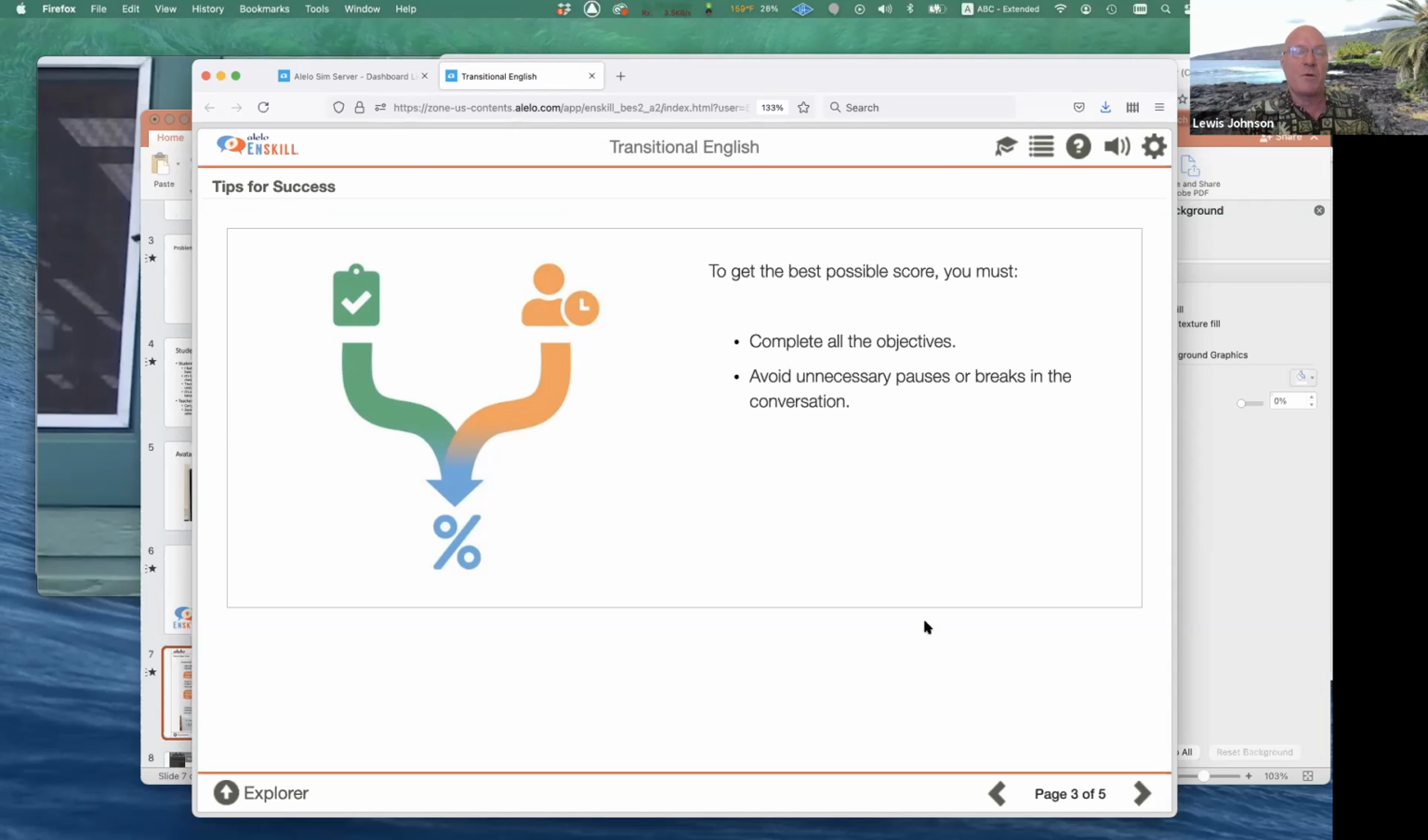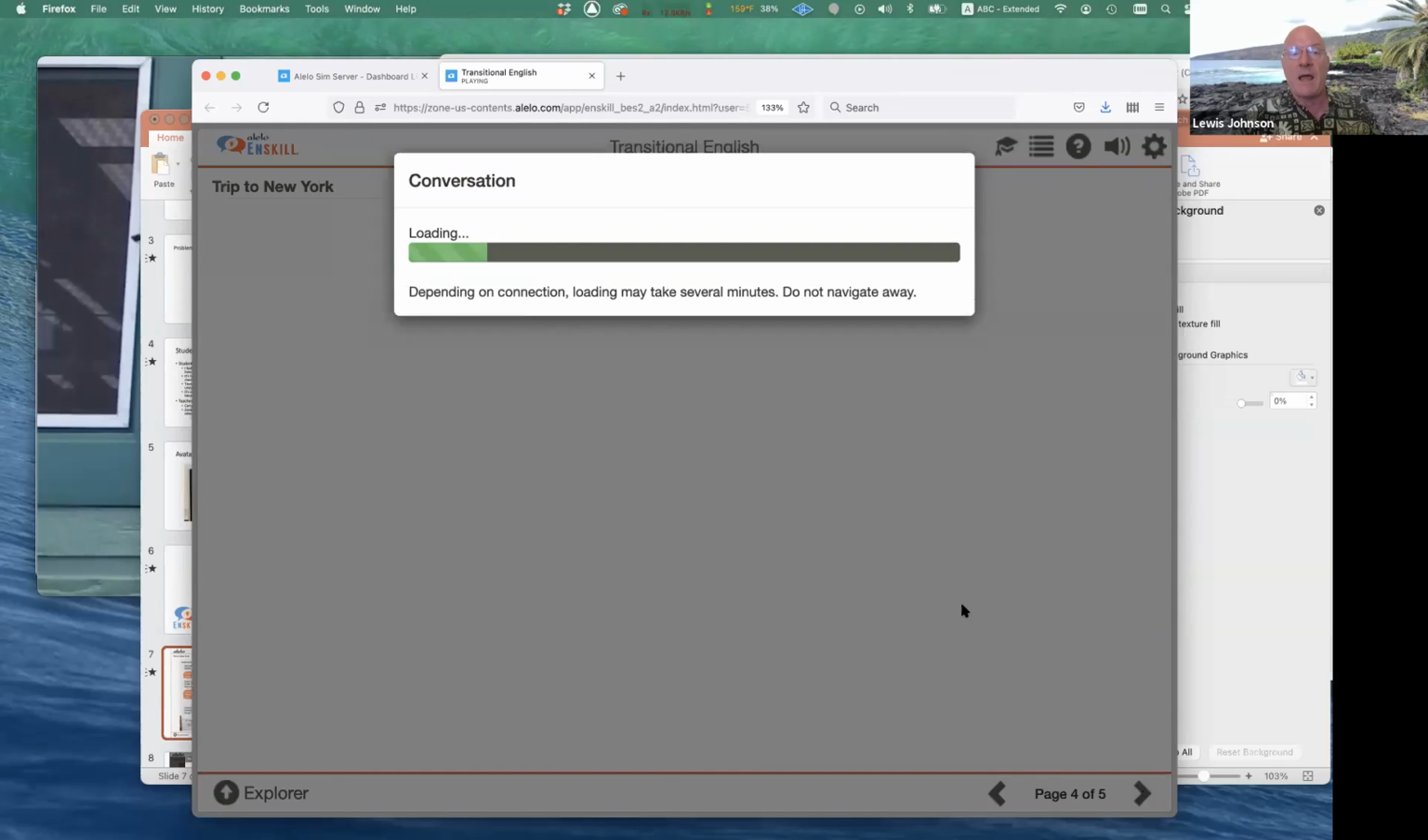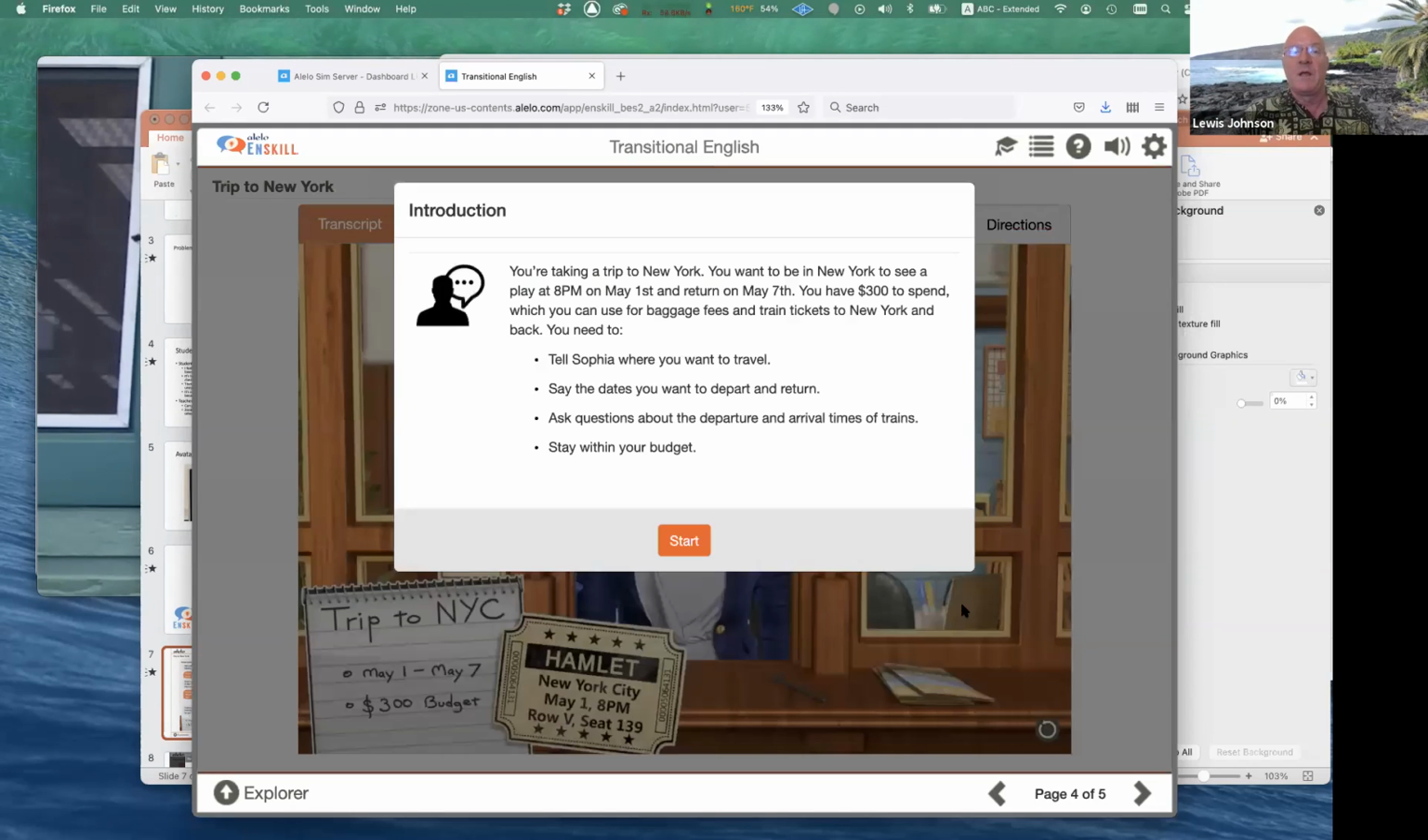So the example I'm going to show you here is one where I have a task to perform. I'm going to the train station to buy a train ticket, and I need to be able to make sure I get on the right train and for the right price. And so there's a lot of give and take involved here. So I'm not following a script, but I'm just communicating as would be typical or appropriate in this kind of situation. So let me start the conversation.